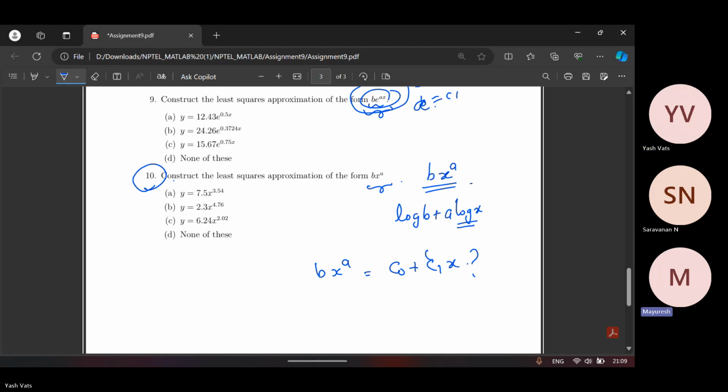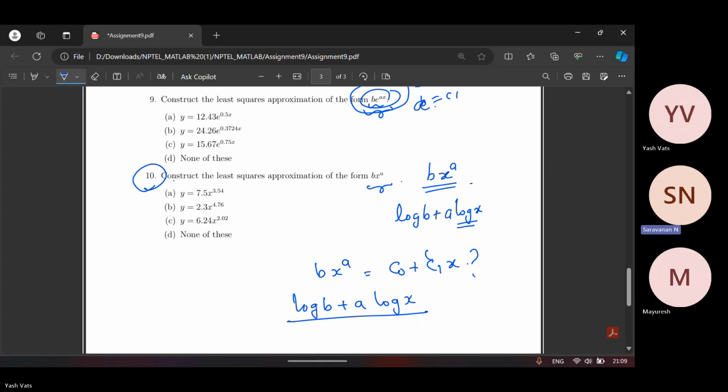Take the log, it will be log b plus a log x, whatever you have written. Yeah, the same thing. But it is not linear, right? No, what we will assume is log x, we will assume as x. Okay, you are assuming it. But in general, it's not a linear equation that I'm saying. Correct, that is fine.